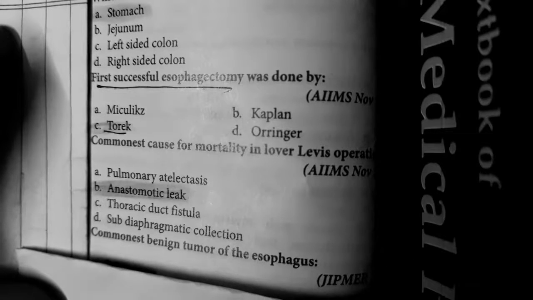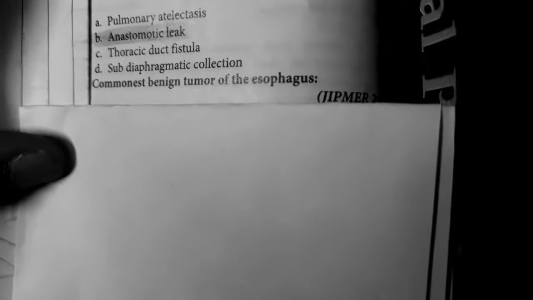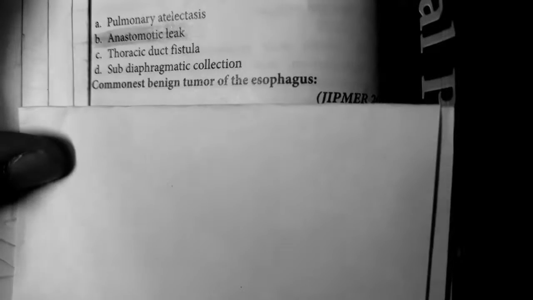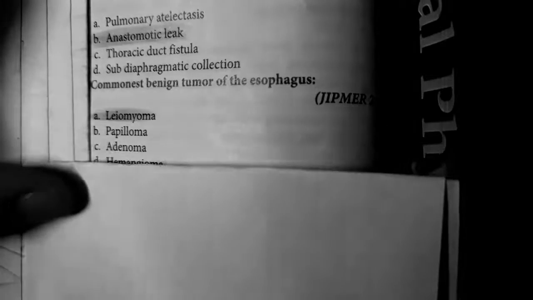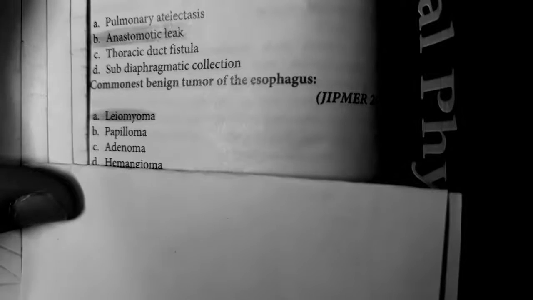Then question number 5. Commonest benign tumor of esophagus is leiomyoma. Actually, there are some one-liners on leiomyoma. Leiomyoma is the most common benign tumor of esophagus.